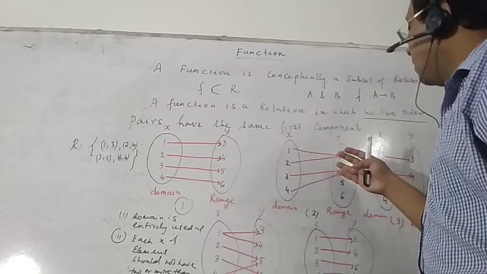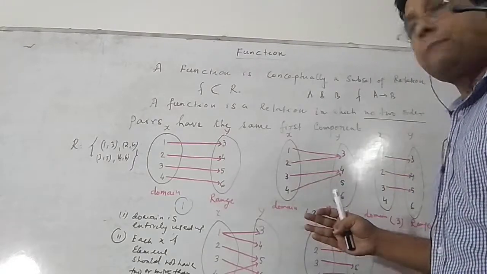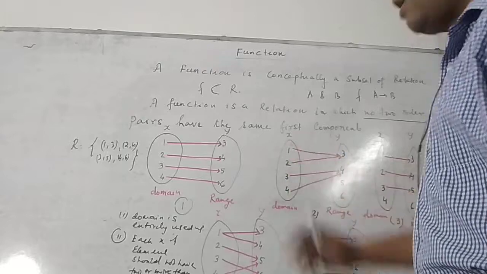Next you see the second type of relation. Here also I have again drawn a slightly different type of ordered pairs.